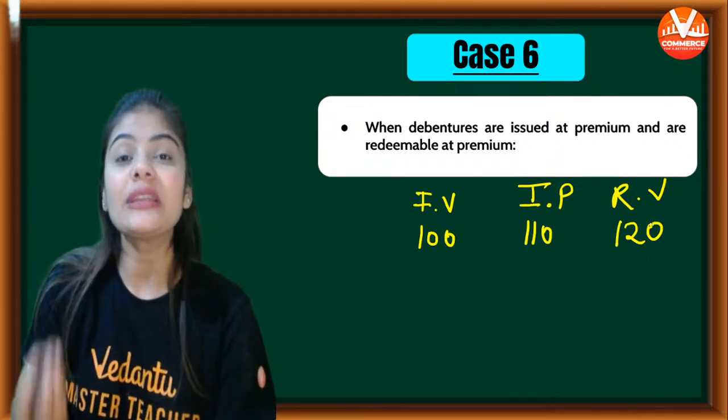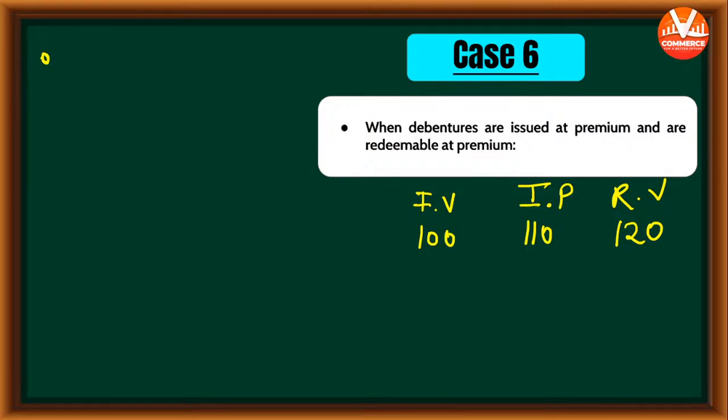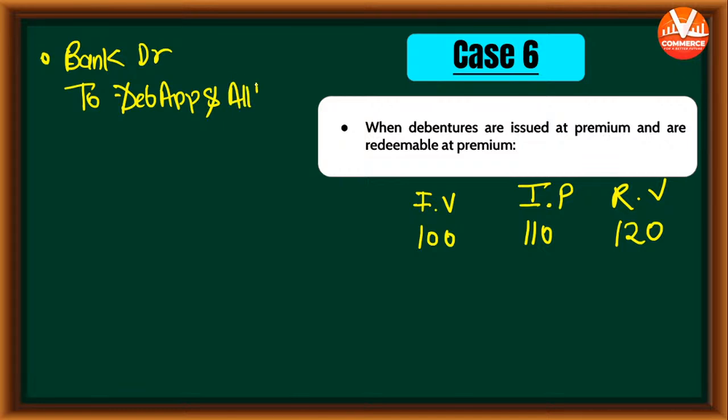Now we will pass the journal entries. So first we will receive application money, and the journal entry will be bank account debit to debenture application and allotment account. We are receiving application money, and how much will we receive? We will receive 110 because the issue price is 110. This is the first entry.